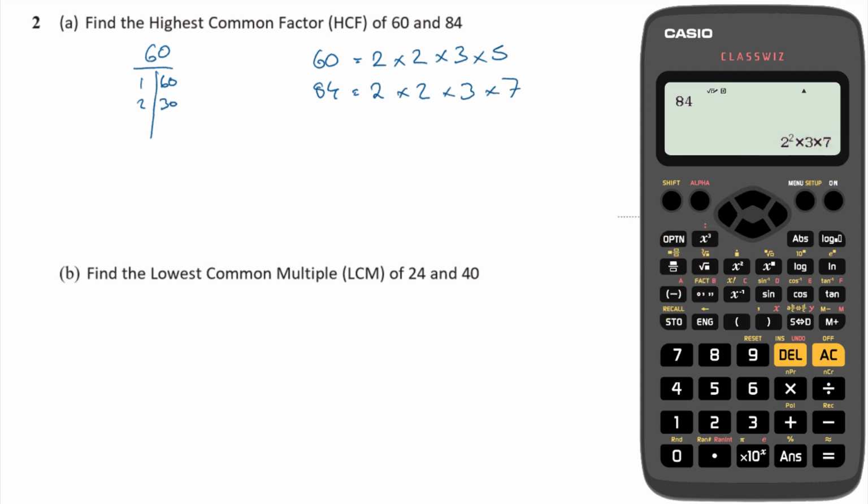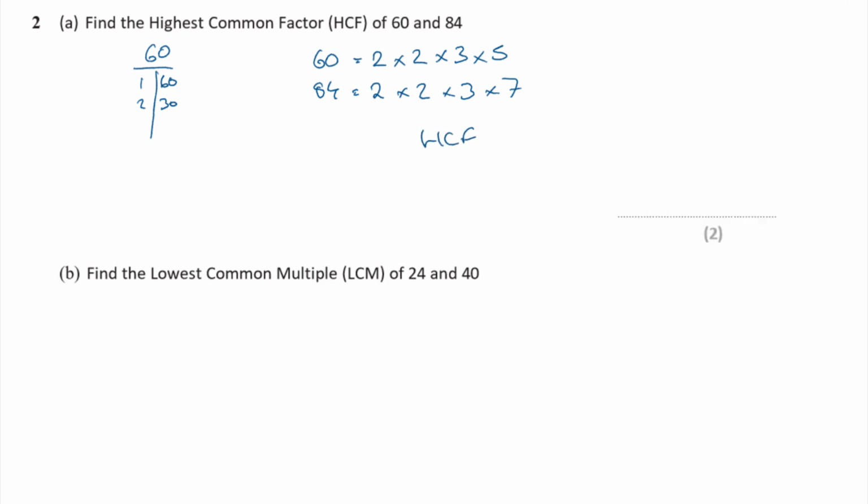Okay, so then the HCF is going to be made up of all the factors that are common to both. So I've got a 2 in both, a 2 in both, and a 3 in both. I've got a 5 in one and a 7 in the other, so they're not common. So we take all the ones that are in both, like the 2, and the 3, multiply it together. 2 times 2 is 4, times 3 is 12, and that would be the HCF. So the HCF of those two numbers is 12.